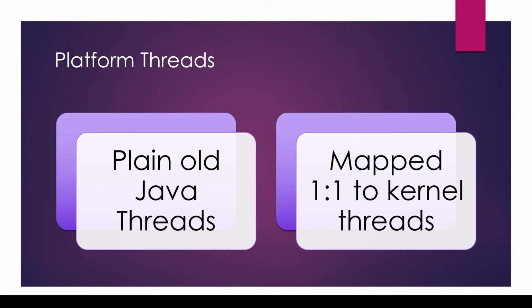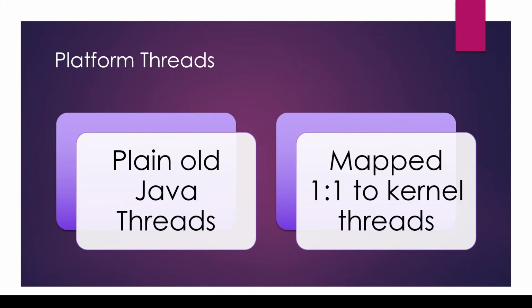Now let's talk about platform threads. Here we will only talk about platform threads. We will cover virtual threads in a separate video in the future. So what are platform threads? Platform threads are plain old Java threads. Virtual threads are a recent addition to the Java language. Before that, there used to be a single category, which is platform threads. So old Java threads or non-virtual threads are by default platform threads.